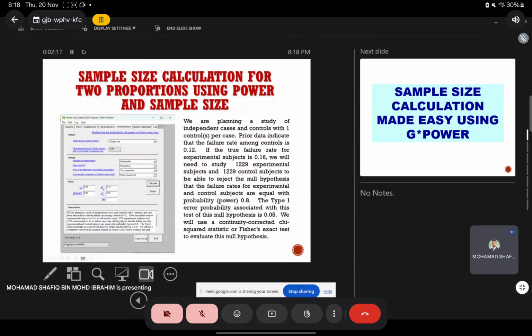So you just insert the alpha equal to 0.05 with the power of 0.8. Okay, these are the prevalence 0.12 and as well 0.16 with m equal to 1 where you want equal across two groups. So at least now you need per group 1229 for the urban and rural, 1229. Okay, so that will be for the two proportion.